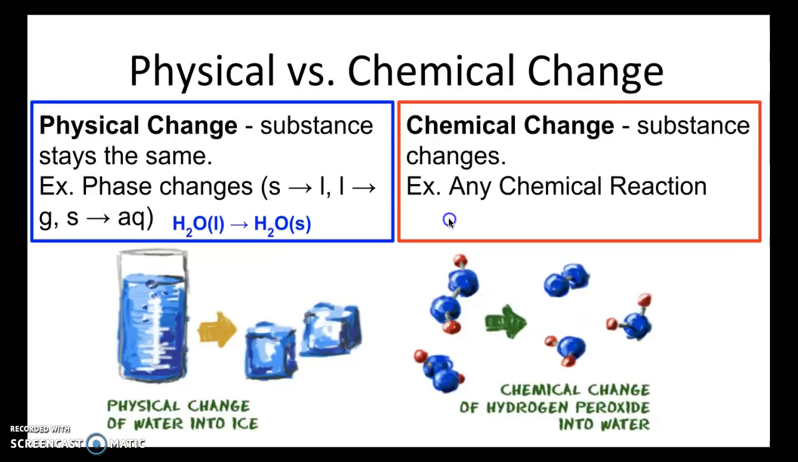On the other hand, for a chemical change, the substance itself must change. And an example of that would be if you take water, which can be broken apart into H2 and O2. And so you notice that you started off with water, and then in the end, you have hydrogen gas and oxygen gas, and they're not the same exact thing as water.